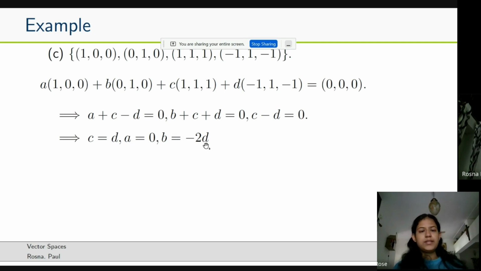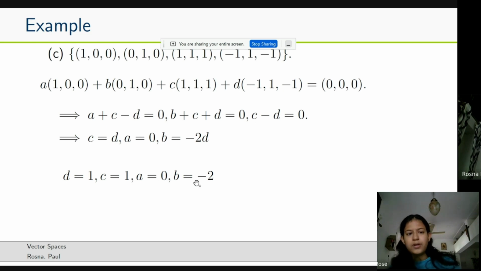So from here, it is clear that not all coefficients are 0. For example, you can put d equal to 1. Then c equals 1, a equals 0, and b equals minus 2. So there exists a collection of coefficients, not all of them 0, such that if you substitute these values, you will get (0, 0, 0). Which means that these elements are linearly dependent.